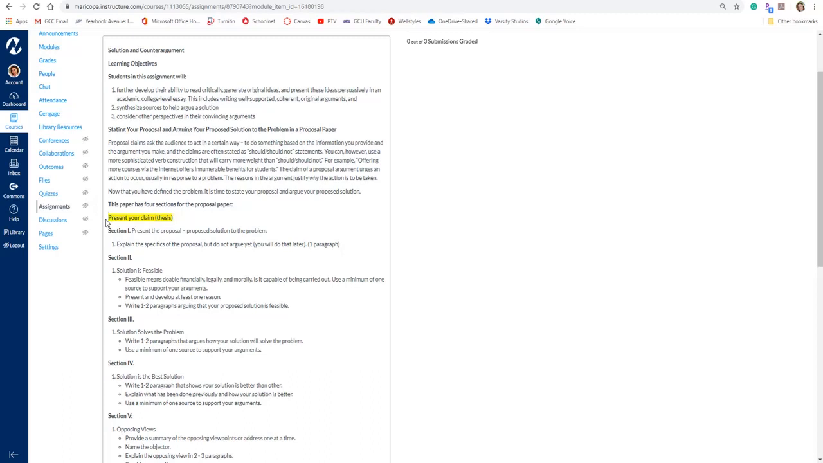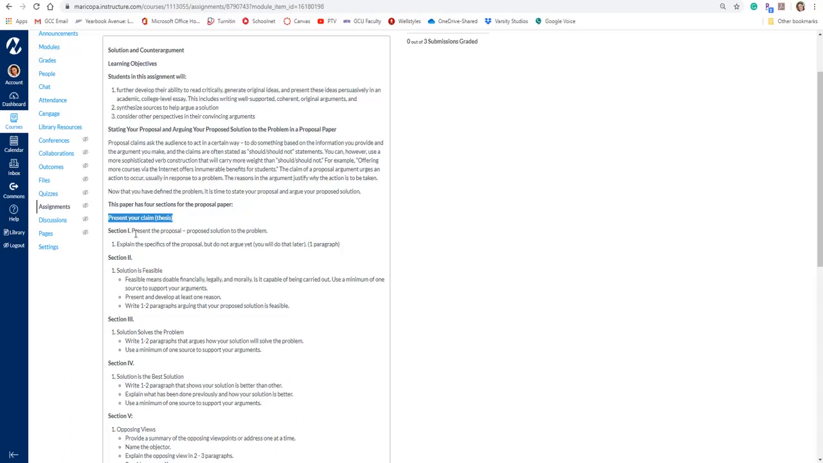Okay, so the first thing you are going to do is to present your claim, your thesis statement. Leave this separate. It should be a single sentence. It should be the first sentence of your paper. I don't need a hook. I don't need background information. I just want to review your thesis statement. Then you're going to go into your actual paper. This is where you're going to start to write paragraphs.